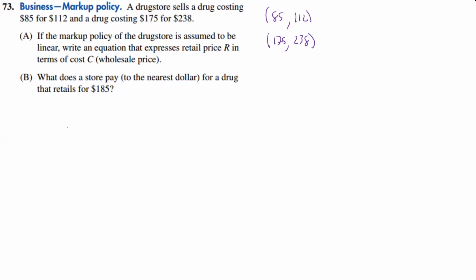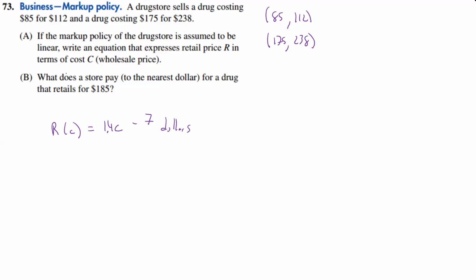So our revenue then is going to be, and R of C, I guess we're going to have because it's based on the cost, is going to be 1.4C and then minus 7. And again, our units are going to be dollars.